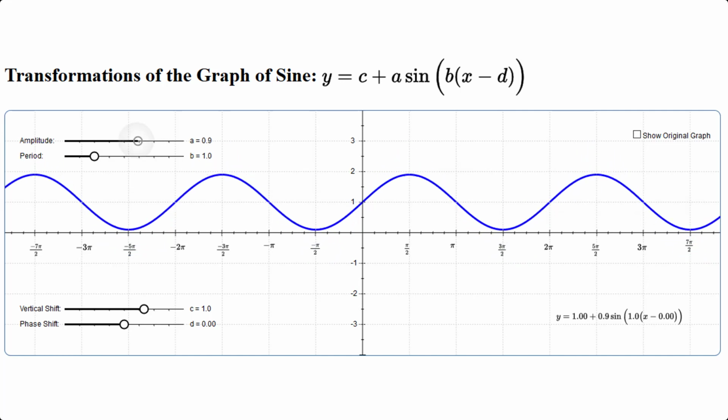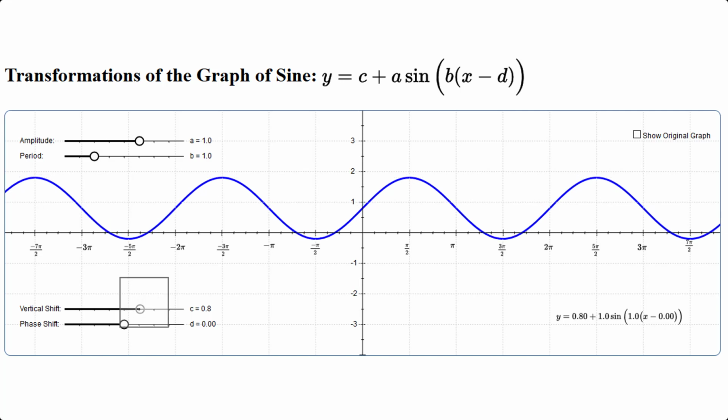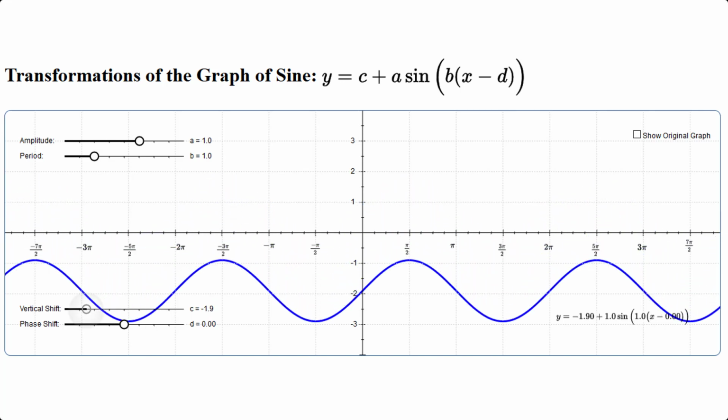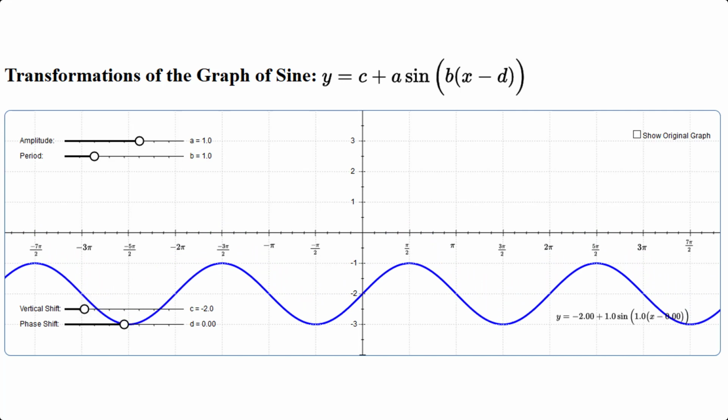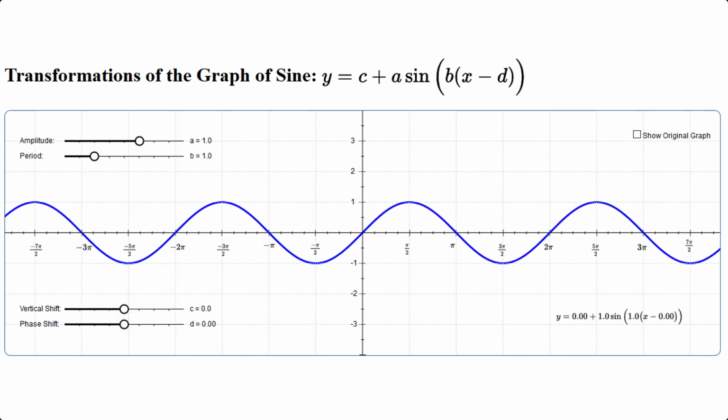And let's go back to amplitude 1. And so you can go up or down. So vertical shift is very straightforward either way. But notice it is just the number added in the front. Okay, and let's go back to the original.